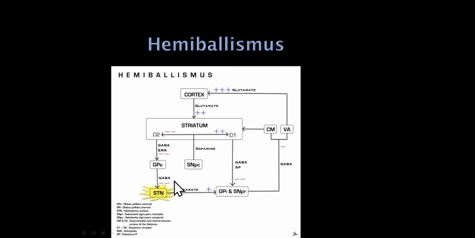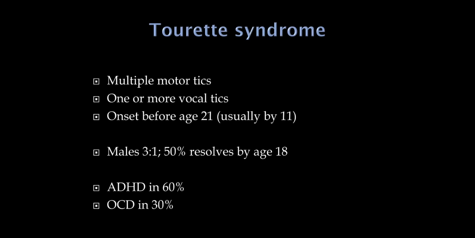Hemiballismus is another hyperkinetic movement disorder we've talked about here, caused by a stroke in the subthalamic nucleus. So this is a sudden onset problem, as any stroke syndrome is, and the ballistic movements are on the opposite side of the body.